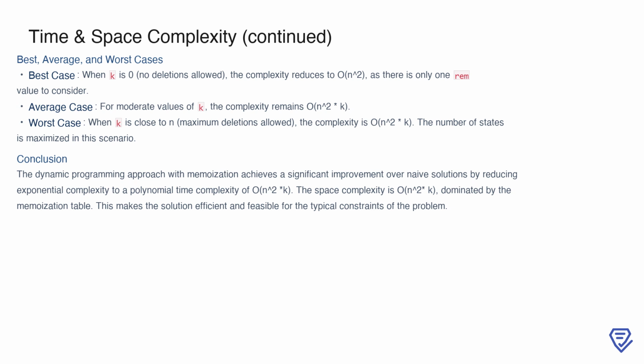In the worst case, where k approaches n, allowing the maximum possible deletions, the number of states is maximized, but the complexity still remains n²*k. In conclusion, this dynamic programming solution transforms an otherwise exponential problem into one with polynomial time complexity. With n²*k time and space requirements, the approach is both efficient and feasible for typical problem constraints, offering a far superior alternative to brute force methods.